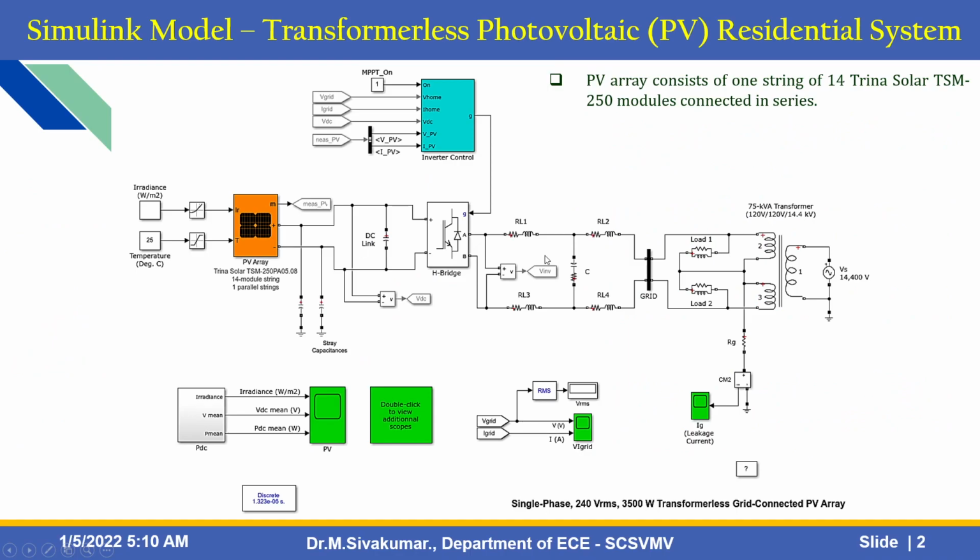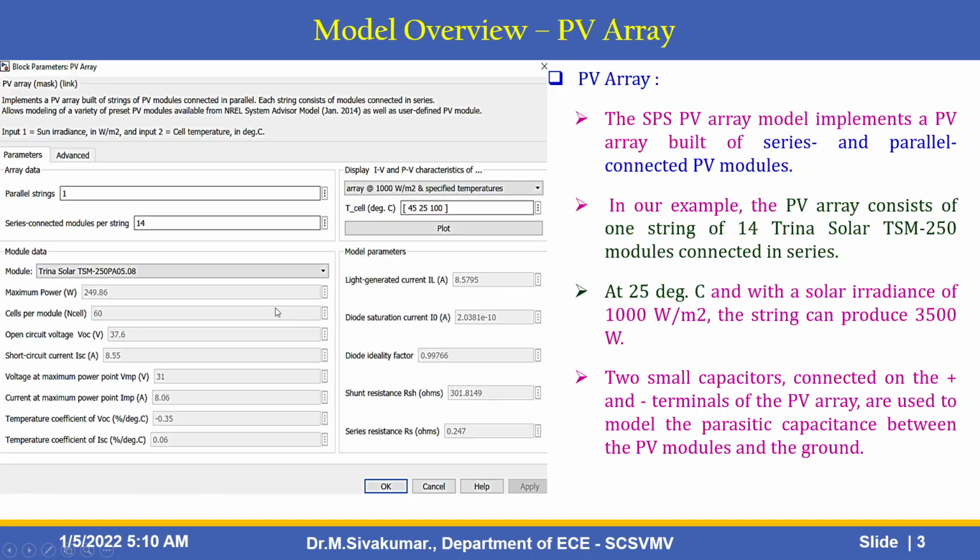Two small capacitors are connected on the positive and negative terminals of the PV array. These stray capacitances are used to model the parasitic capacitance between the PV modules and the ground.